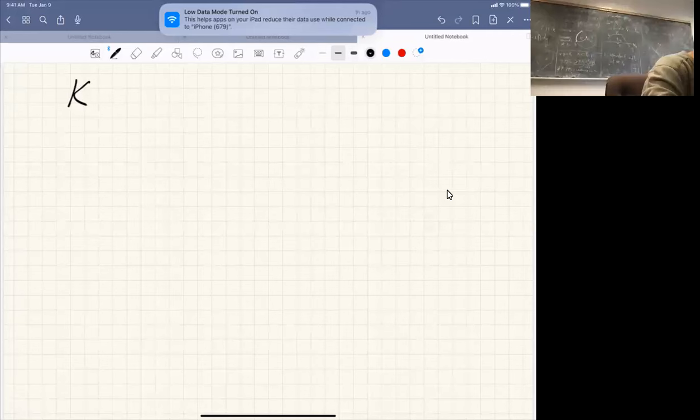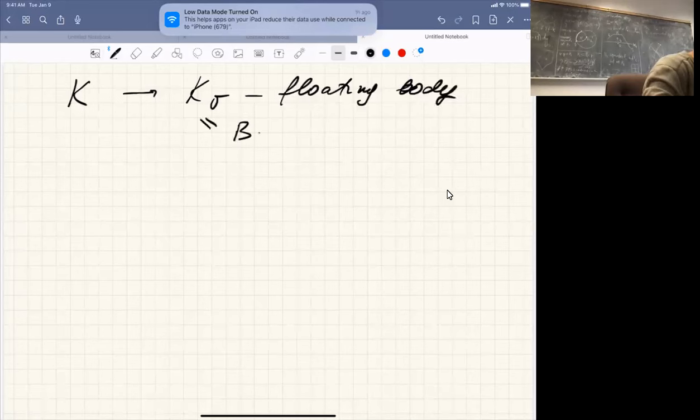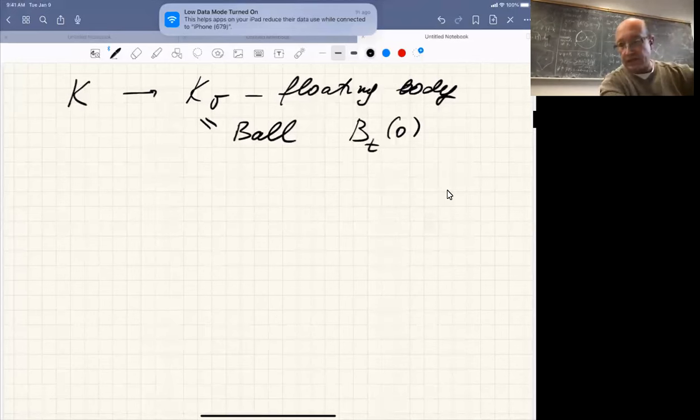And you have your floating body K delta. This is your floating body. Yes? And just by some coincidence, this floating body is a ball, let's say, of radius T, centered at the origin. Doesn't matter. Everything is invariant under translations.